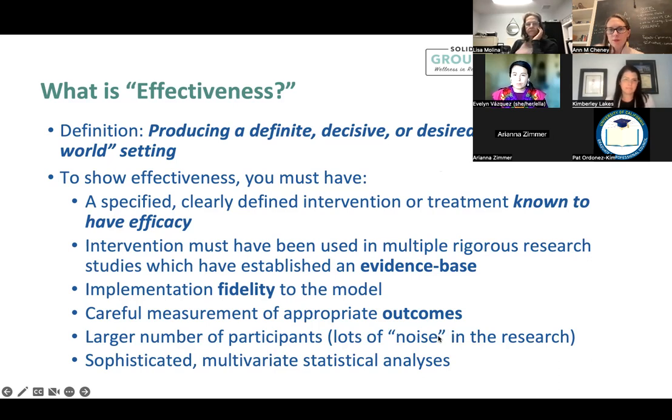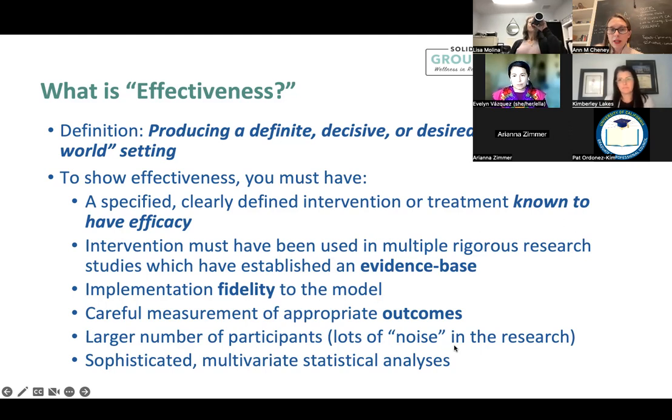Intervention must have been used in multiple rigorous research studies which have established an evidence base. And so there's more than one study. The idea is that there's multiple studies that have proven the treatment or the intervention to be efficacious.